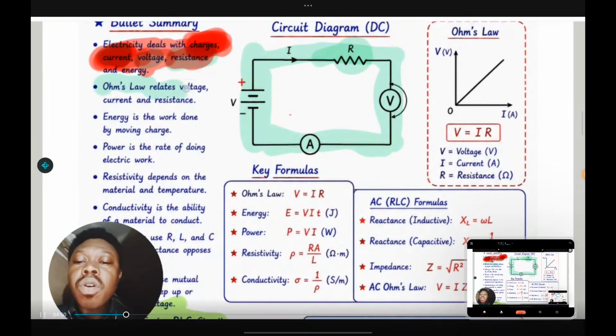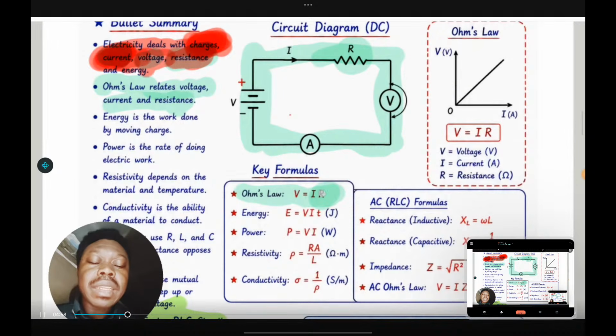So you should know that Ohm's law relates voltage, current, and resistance. Ohm's law says V equals IR, where R is constant. Voltage and current vary directly proportional to each other. As voltage increases, current will increase. As voltage decreases, current will decrease.